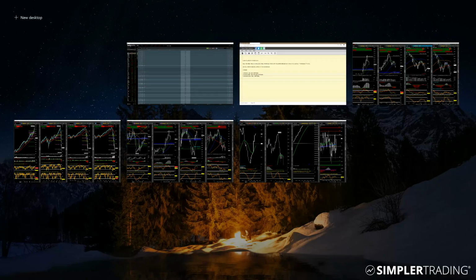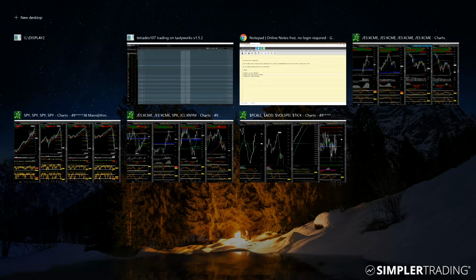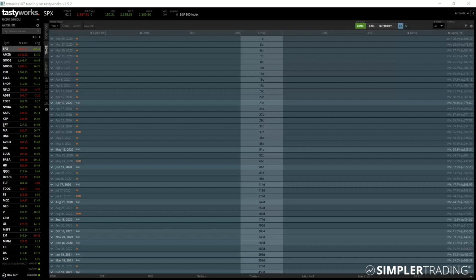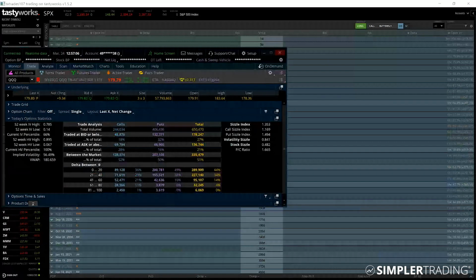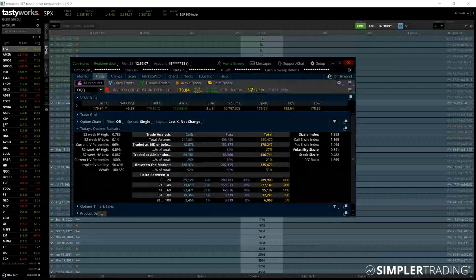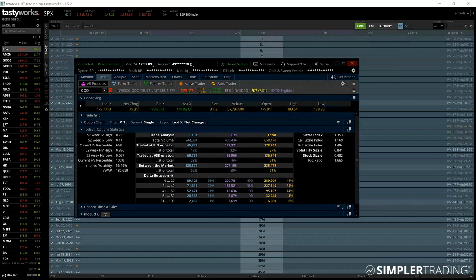On thinkorswim, let me pull up thinkorswim here, have it up in another window, and I'll show you how to find it there. Okay, so here comes thinkorswim. And I'm just going to use the QQQs here as an example. So to find the IV rank, go to your trade tab, click on today's options and statistics.